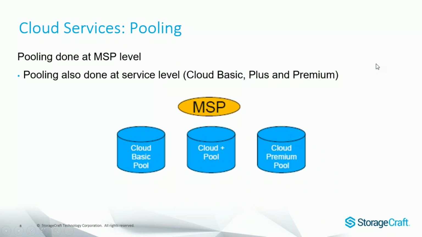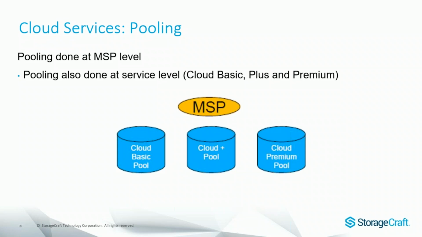As I mentioned, pooling is done at the MSP level, and it's also done at the service level. We have 3 different service levels: Cloud Basic, Plus, and Premium. Basic is just for archiving, or just storing your data in the StorageCraft cloud. Plus is for file and folder recovery. Premium, which the majority of our customers are on, enables you to virtualize all your servers in the StorageCraft cloud in a matter of minutes.